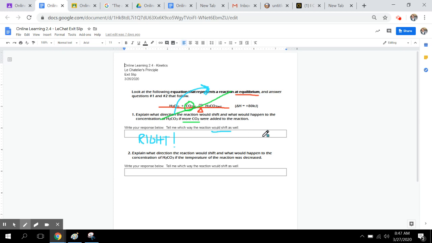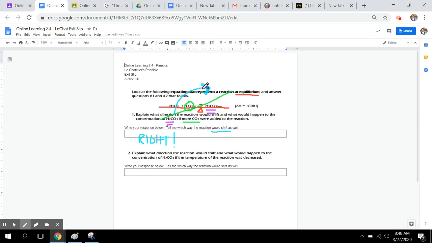Now, what do they want to know? The one mistake that I think I made in my lesson is I just talked about what would happen to the concentrations of the reactants and products, generally speaking, and this question is asking about the concentration of a specific substance. At the end of the day, the goal is to determine what's going to happen to this concentration. So what's going to happen to the concentration of H2CO3?